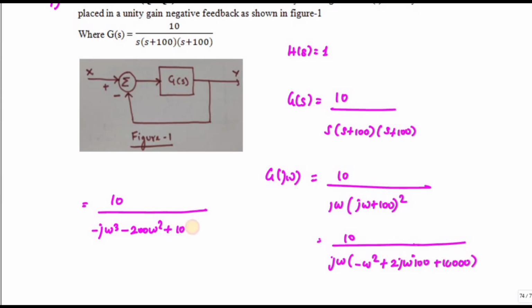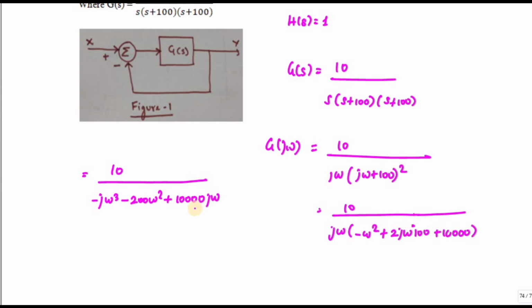So multiplying the j omega term inside this sum. If I multiply the j omega term like this, I will obtain the answer like this. So you can see in the equation, in the denominator only I'm having the j omega term. So I'm going to equate the j term to 0. So minus omega cube plus 10,000 omega is equal to 0.